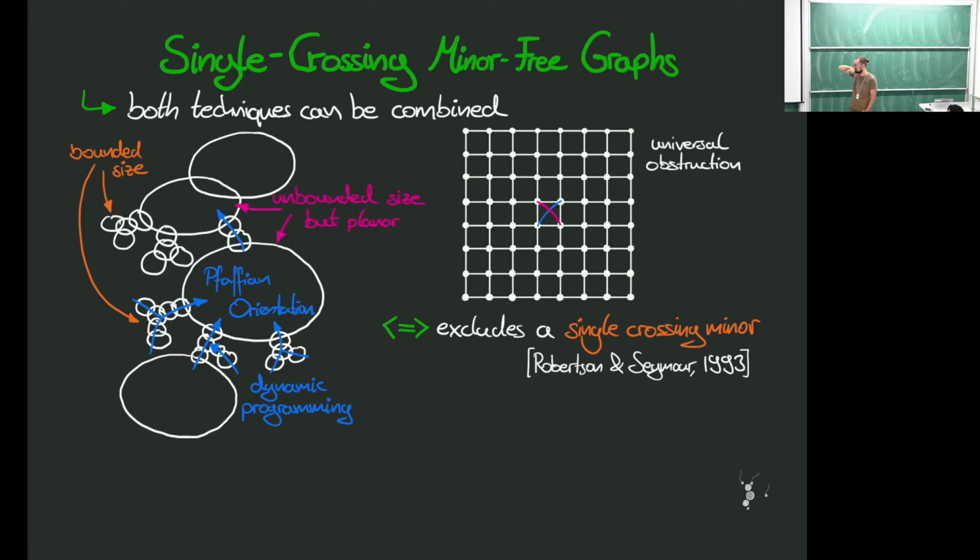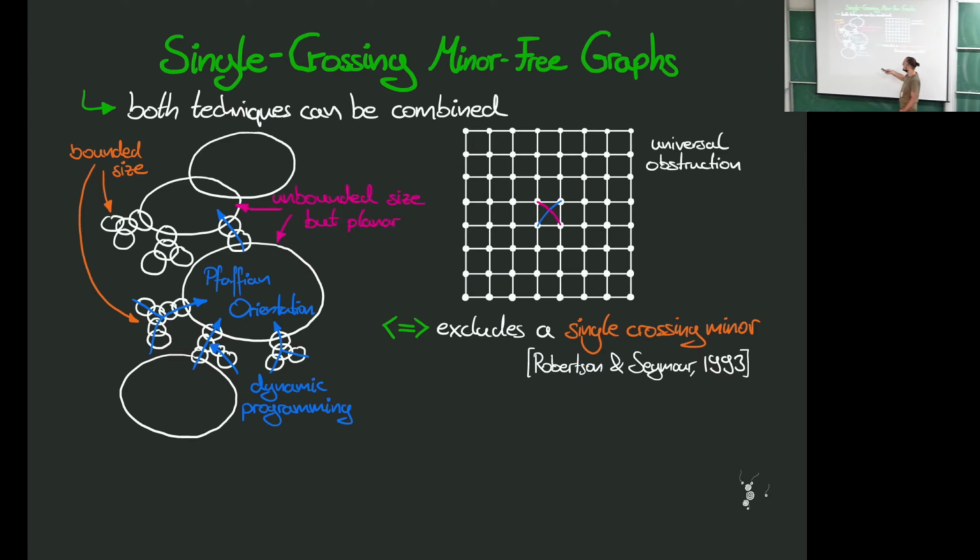These have been characterized as part of the graph minor series by Robertson and Seymour to be exactly the graphs that exclude a minor of a graph like this. So we have a grid again as our universal abstraction, but we enhance the grid by a single crossing somewhere in the middle. That's where the name single crossing minor-free comes from, so that's the single crossing. And again, we can use dynamic programming, and now the idea is to take the method of Pfaffian orientations as a subroutine for all bags that are large.